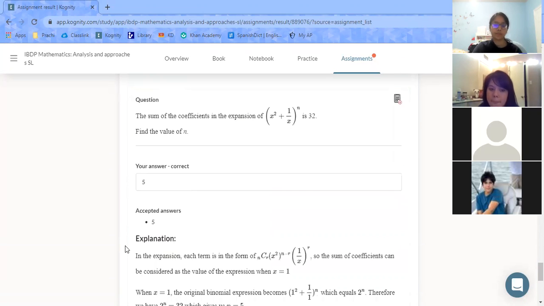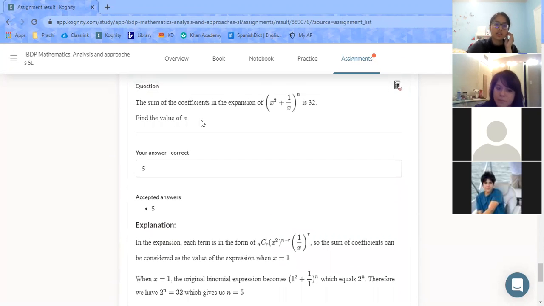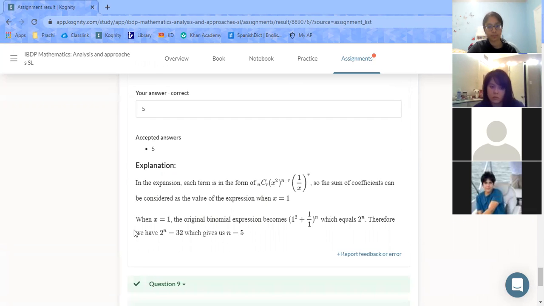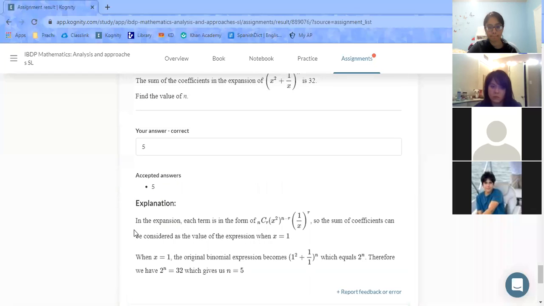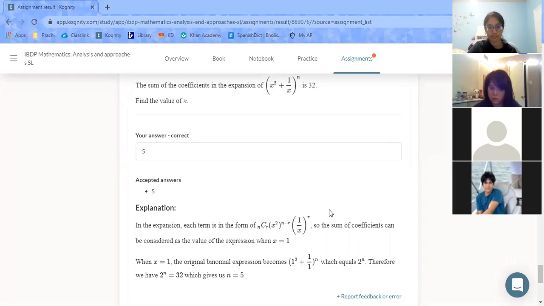So question 8 says, the sum of the coefficients in the expansion of (x squared plus 1 over x) to the power of n is 32, and it says to find the value of n. Once again, you have to think of the binomial theorem, which is nCr, with the first term x squared to the power of n minus r, and the second term to the power of r.